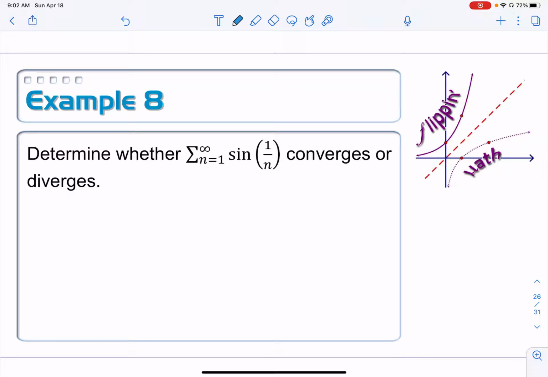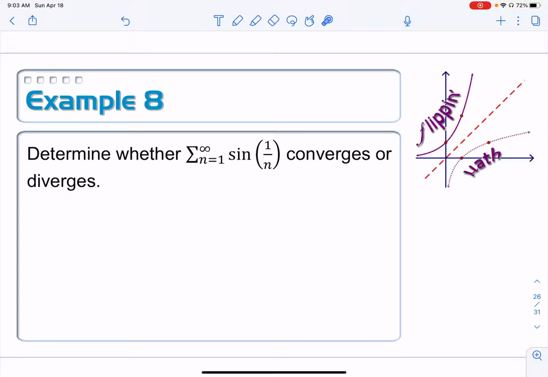Okay, anyway, example 8. Determine whether the infinite sum from n equals 1 to infinity of the sine of 1 over n converges or diverges. So we've been trying to do either a direct comparison or a limit comparison, so we need a comparison series. And we look at dominant terms usually, but what do we have here? We have the sine of stuff, and it's not like there's an n squared or exponential thing that's just obvious here. We're taking the sine of something.